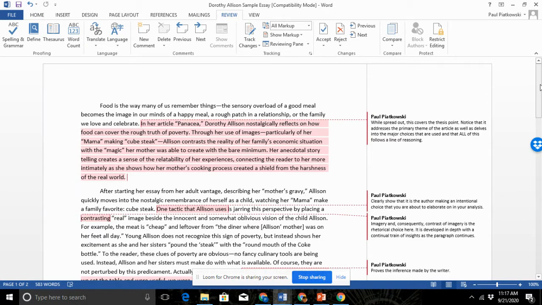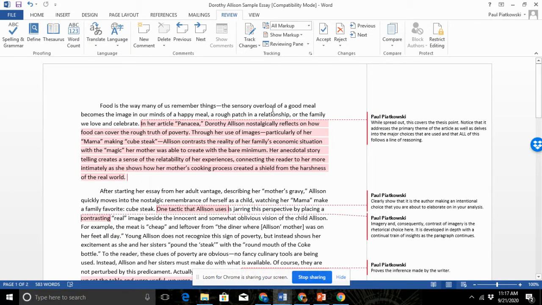I want to make sure I tag the piece, that I give a sense of what her message is, and then that I clearly approach choices that she is making to deliver that rhetoric, right? So here's our introduction. Food is the way many of us remember things.